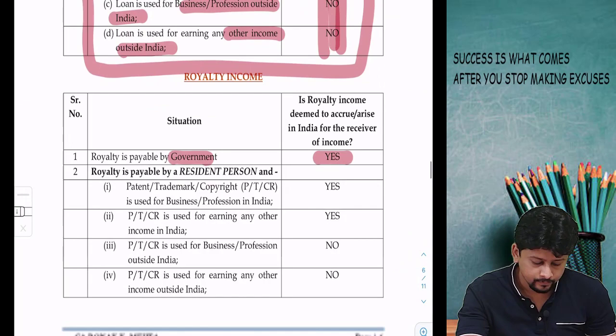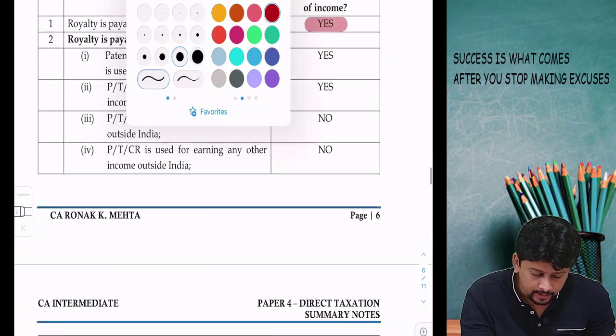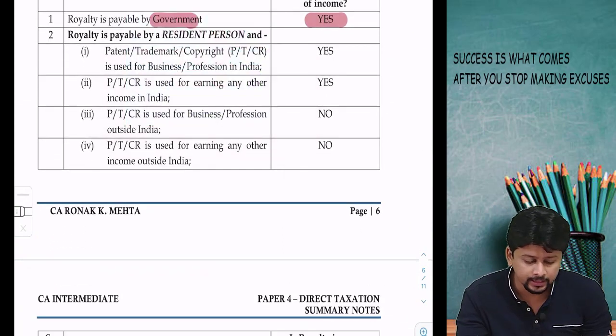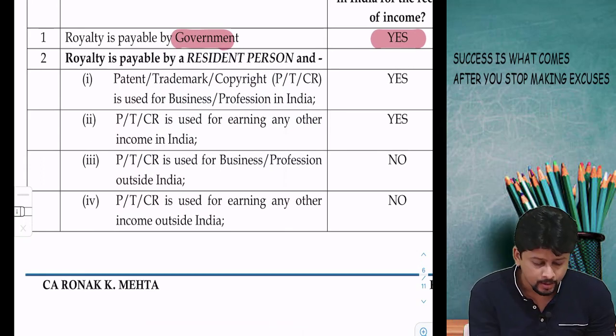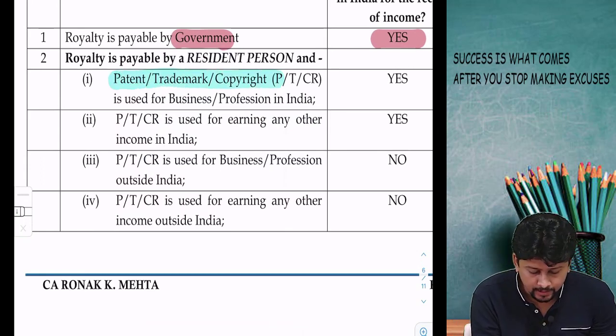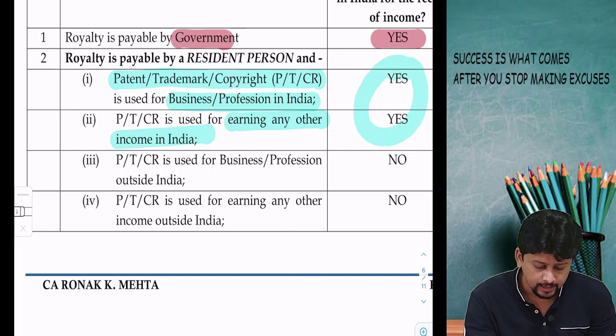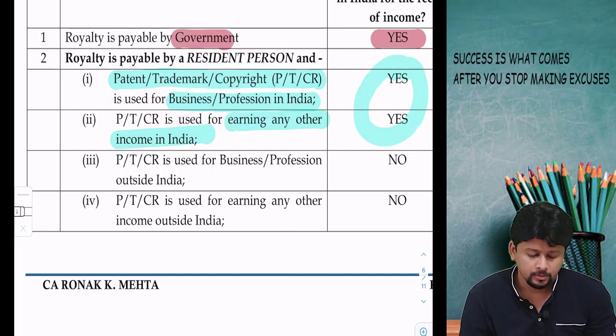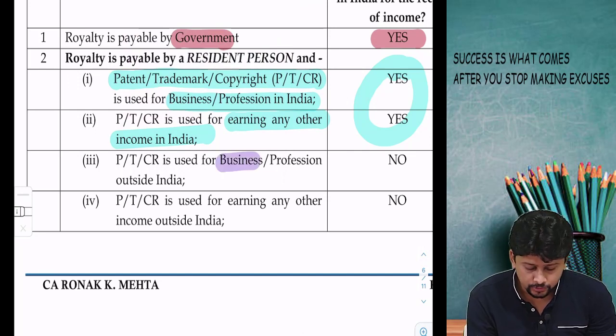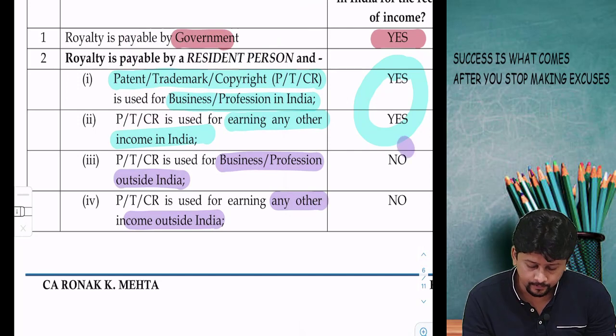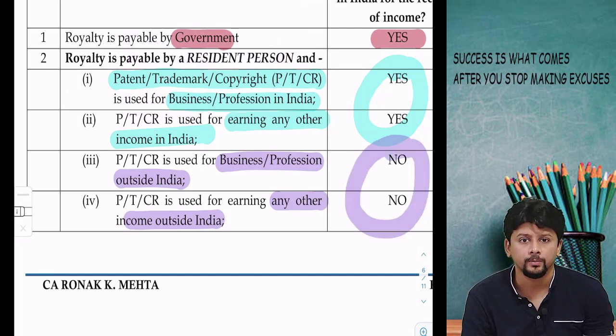Royalty. If you have really understood interest, then the royalty discussion is pretty simple. Royalty is earned on patent, trademark, copyright. If that patent, trademark, copyright is used for business or profession in India, any other income in India, section 9 will apply. If that patent, trademark, copyright is used for business or profession outside India, any other income outside India, section 9 is not going to apply.